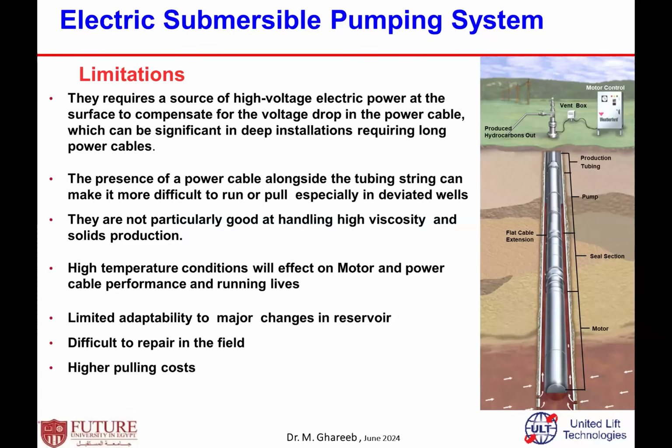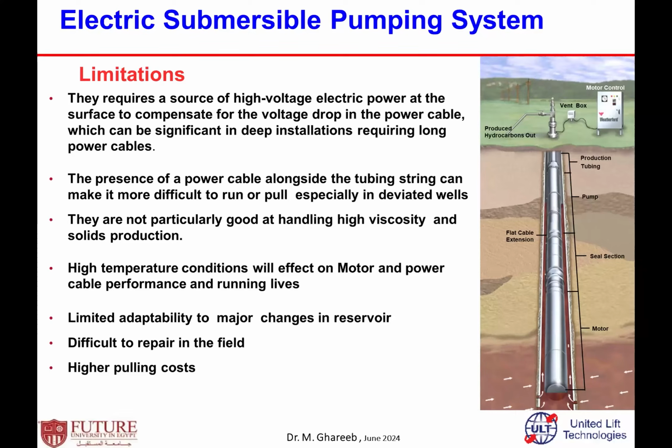There will be a voltage drop across the cable used from the surface, for example with the pump sitting at 5,000, 6,000 feet, even 11,000, 12,000 feet. In order to compensate for that, you have to use a high voltage source at the surface. The presence of the power cable with the rod string, because the power cable is usually run outside the tubing, alongside the tubing string, can create some difficulties while running or pulling.